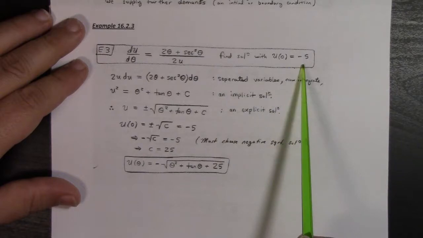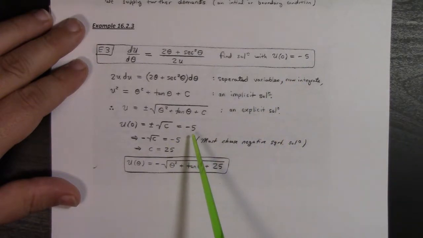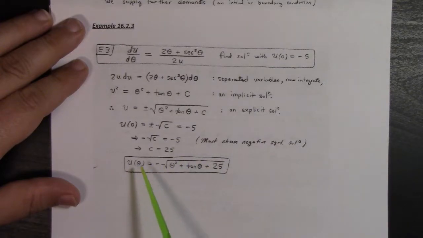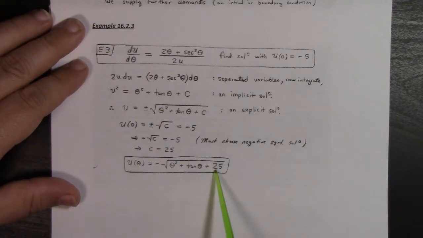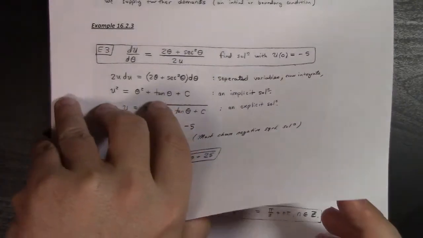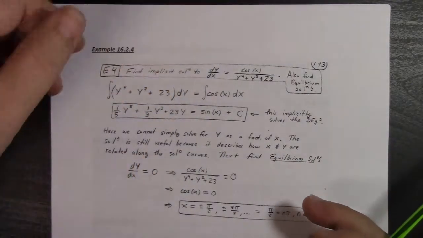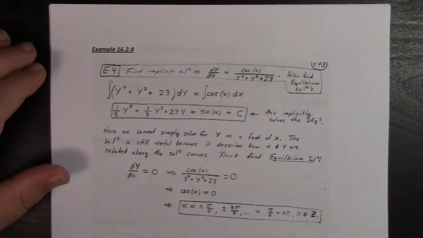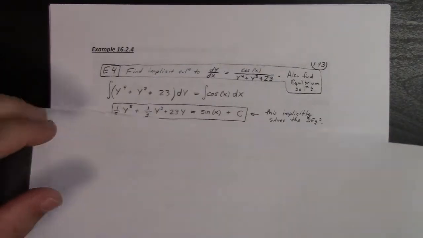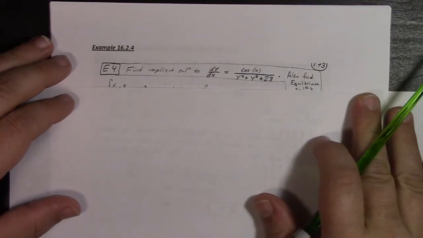Now, if I want u of 0 being minus 5, that means I have to choose the negative root. All right? And so there you go. U of theta is minus the square root of theta squared plus tangent theta plus 25. All right. So I'm just going to keep reading through a few more of these. You really got to do them for yourself, but I'm just going to try to emphasize some important calculational ideas as we look through these here.